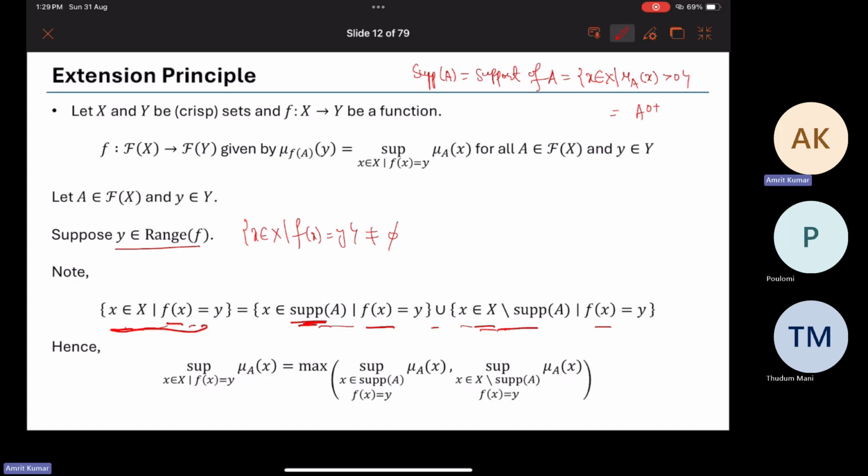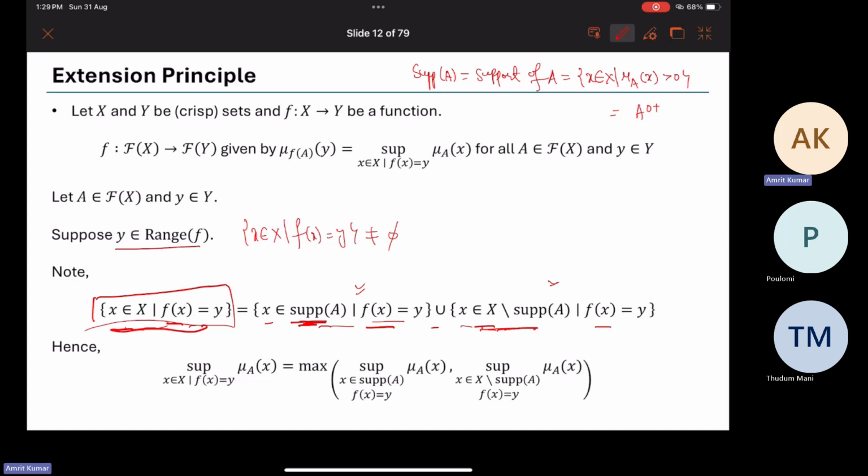So I hope this is fine. I'm first searching for all x such that f of x equals y in support of A. And then I'm searching for all such x in X minus support of A. And then when you take the union of these two sets, you essentially end up getting the set of all x for which f of x equals y.